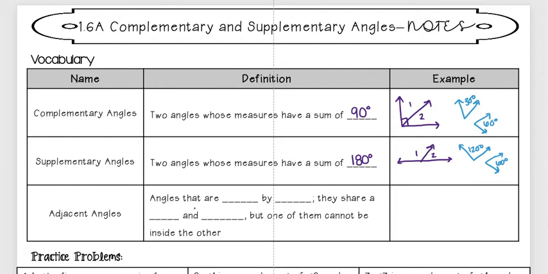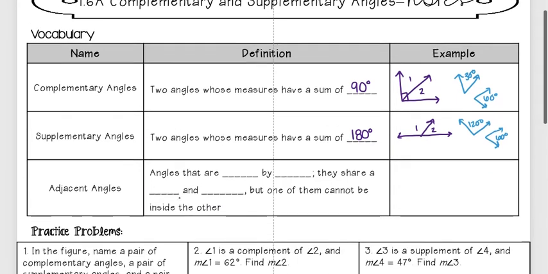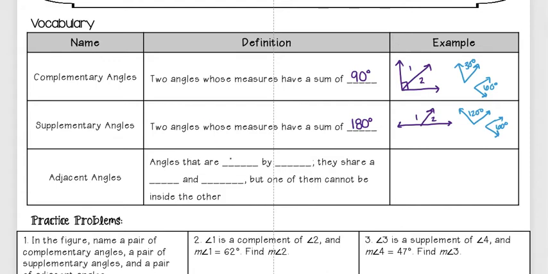And then my last one here are adjacent angles. And those are angles that are side by side, so they're right next to each other. So they share a side and vertex, but one of them cannot be inside the other, so I can't have a side that's inside of another angle.